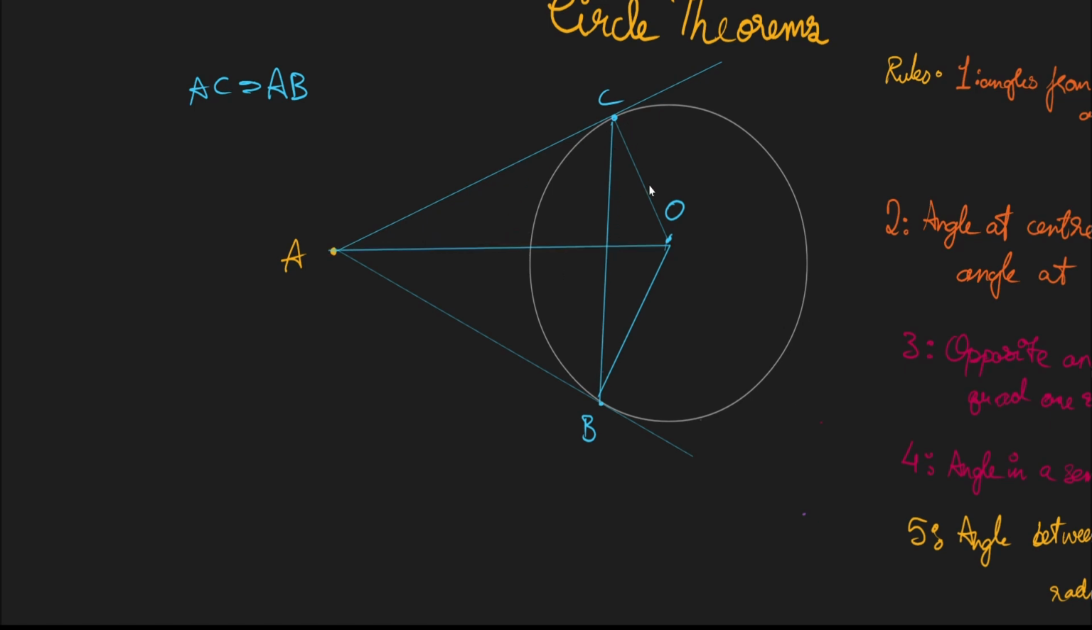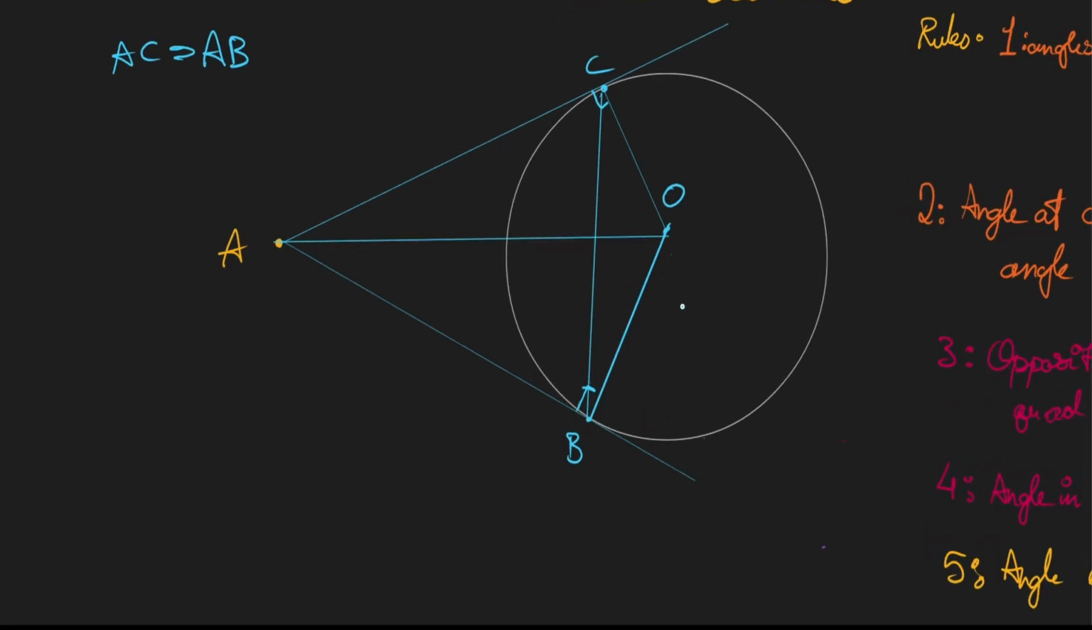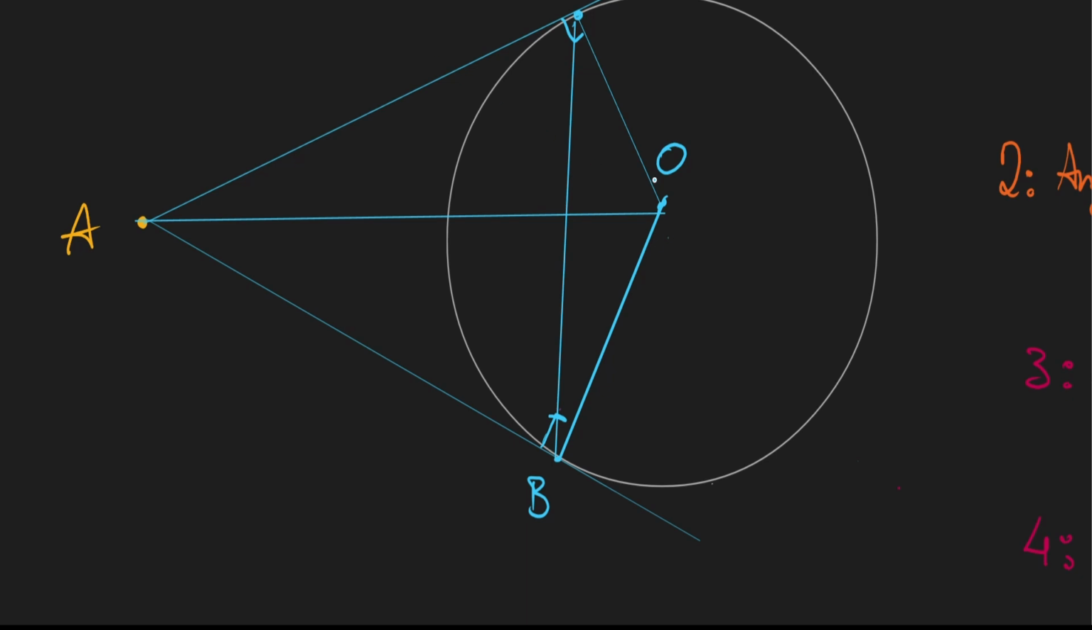Now you notice that two triangles are formed, and we know from our previous rule that this is 90 degrees and this is 90 degrees, right? If my lines were straight, this would be 90 degrees. And we know that this and this is equal, right?